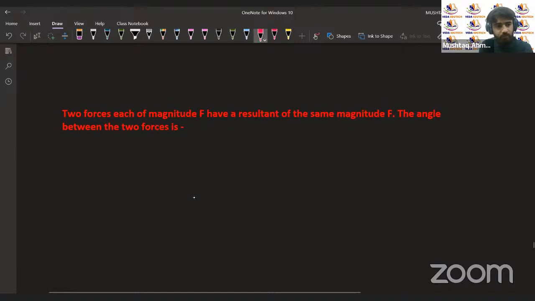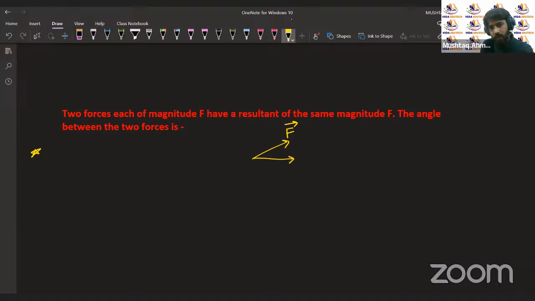Here we have a simple problem of the vector addition of two vectors. The two forces, each of magnitude f, have a resultant of the same magnitude f. The angle between the two forces is? We have two forces. Suppose that this is vector f, it is in this direction, and there is one more vector. Let me call this f1 and this vector f2. And the angle between these two vectors is theta.